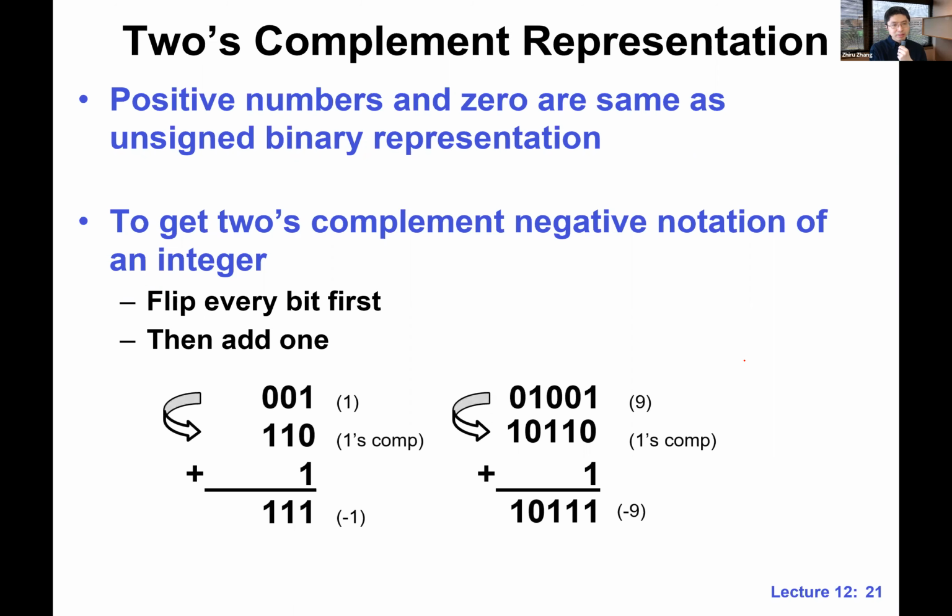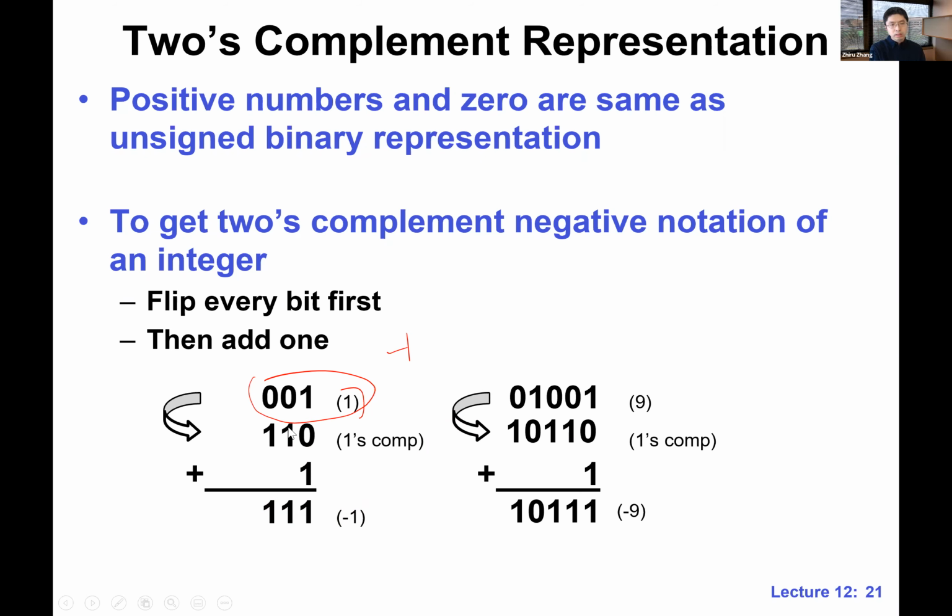So given a positive number like 001, let's say we already know this, but you don't remember what's the -1. So this is the procedure. First we flip all the bits and then just do a +1. That's how we end up with 1, 1, 1. So this is the step.